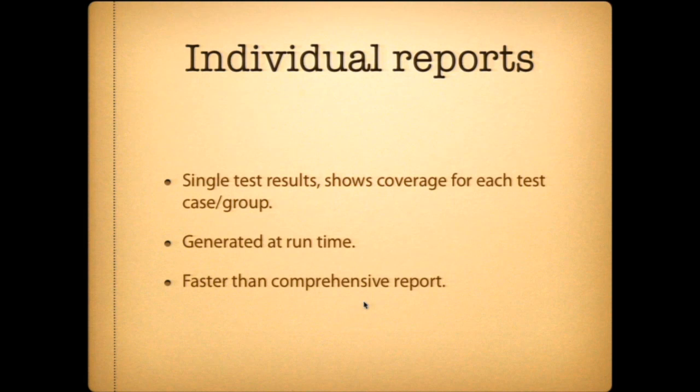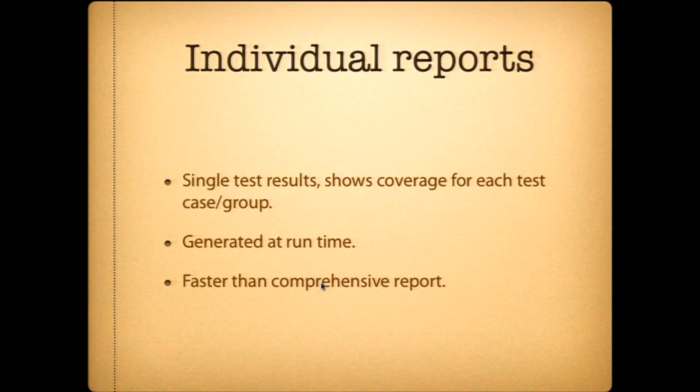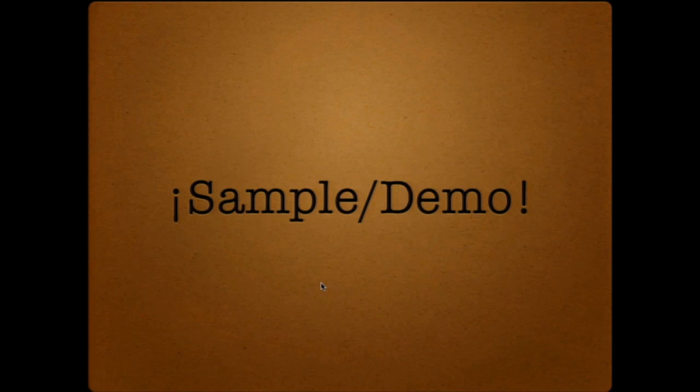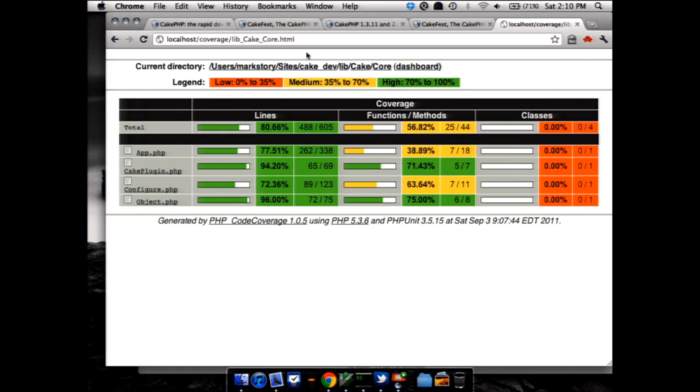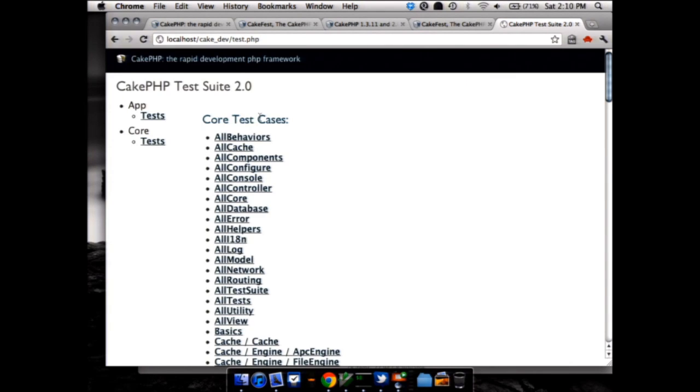Oh, we did that. You can also generate an individual report, which is the report that Cake offers from the web runner. It shows an individual class, so if you run a single class's code report, you can generate that on the fly from the web runner. It only does one class, so it's much faster. So you can run these from the web test runner.